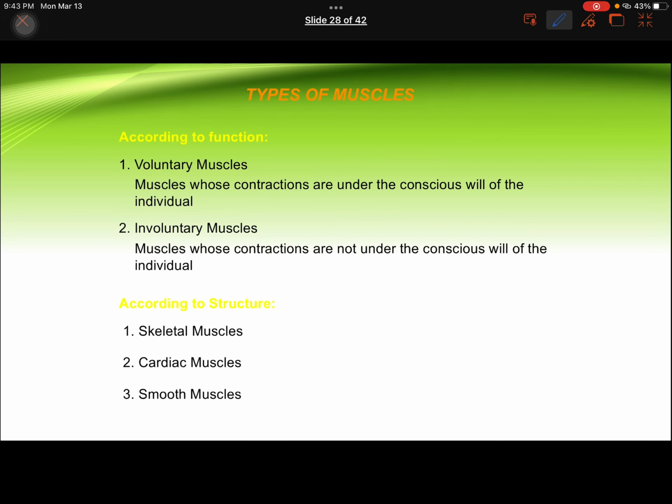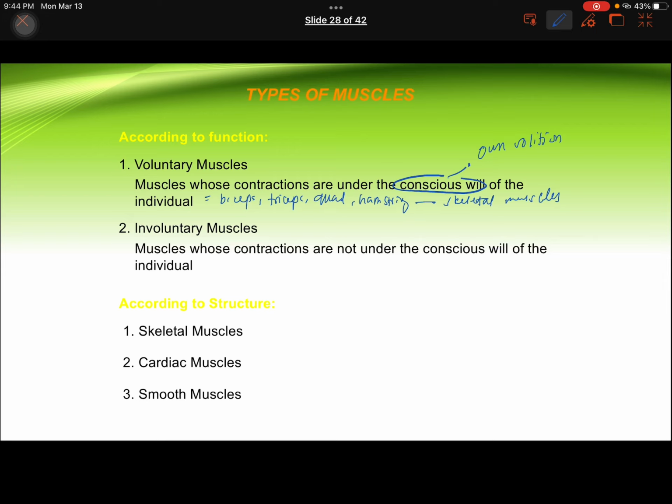Muscles vary according to function. One, we have voluntary muscles, which are muscles that contract under conscious will. So it is done under your own volition. You can choose to move that muscle or to not move that muscle. We have muscles such as your biceps, your triceps, your quadriceps, your hamstring. Basically, these are your skeletal muscles.